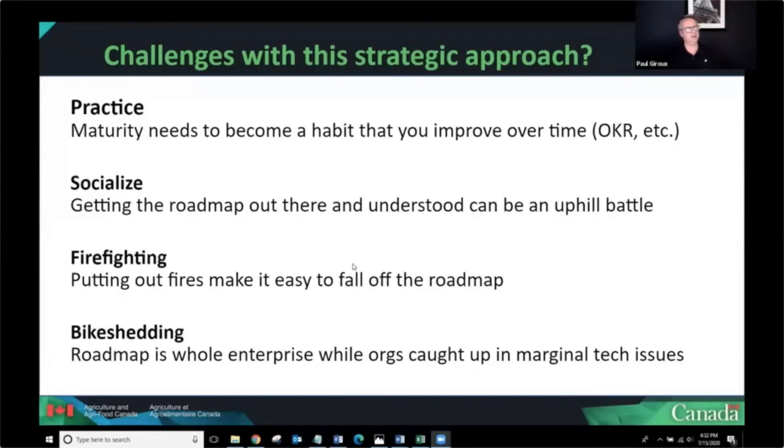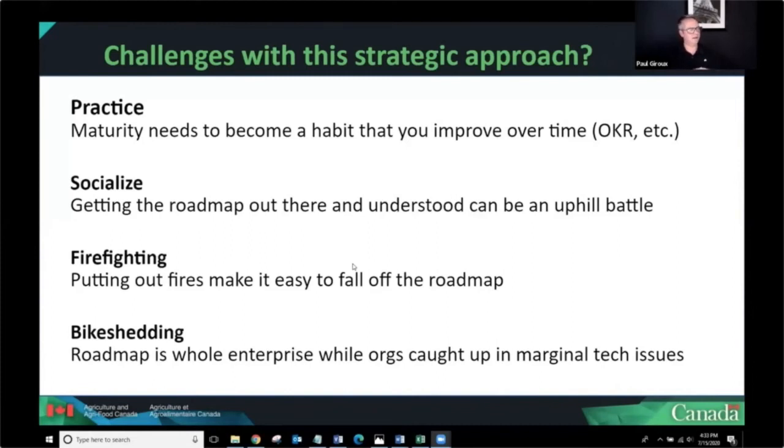measure. Some of the challenges with this type of approach, though, using maturity and OKRs, is that it's a practice. You need to actually be doing it on a very regular basis with your team. You need to be reviewing your progress. Another one is socializing it. It's nice to do a big strategy and then hand it out to everyone, and often it ends up on a shelf. But how do you actually get this type of roadmap out there in people's hands, socializing it? And that can be an uphill battle in many organizations. I've had issues myself with that, for instance.